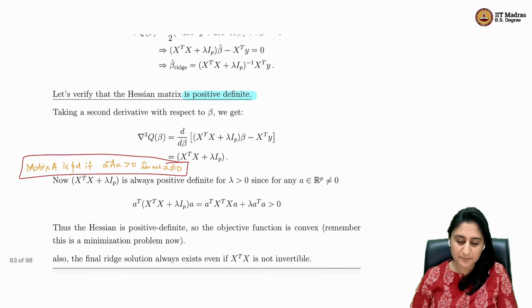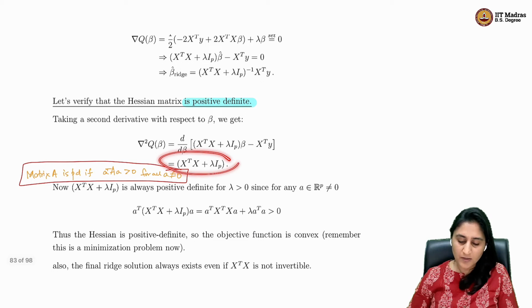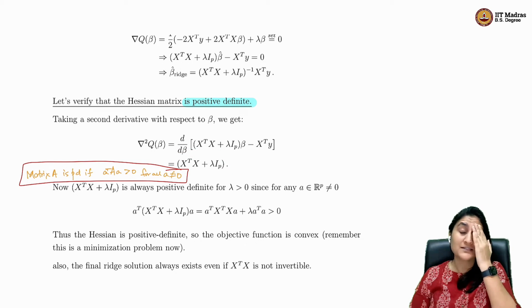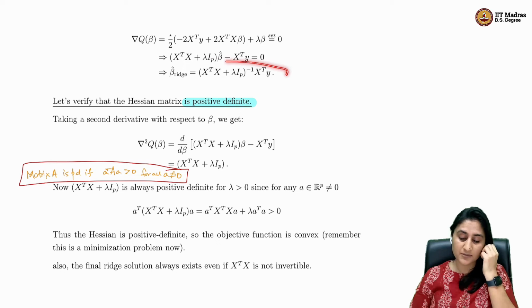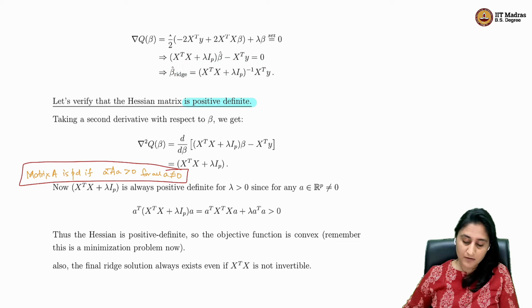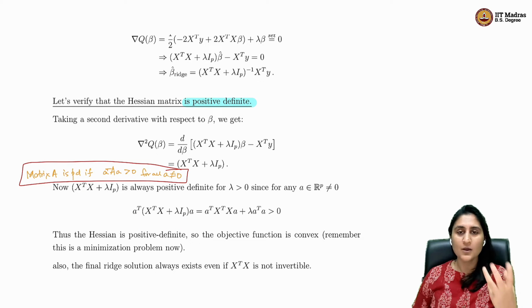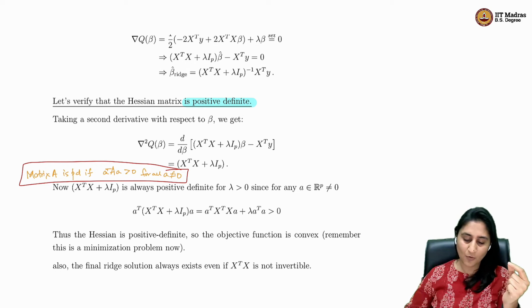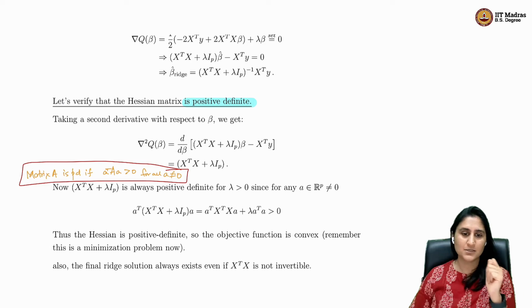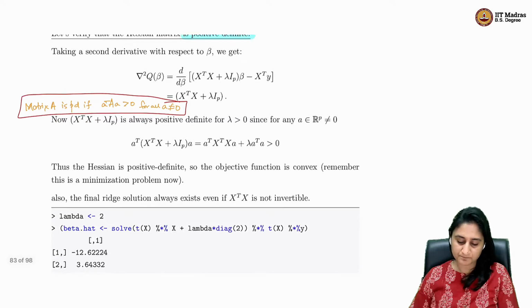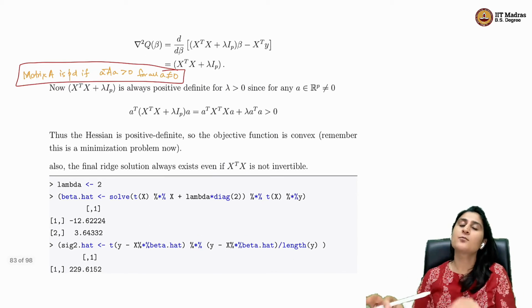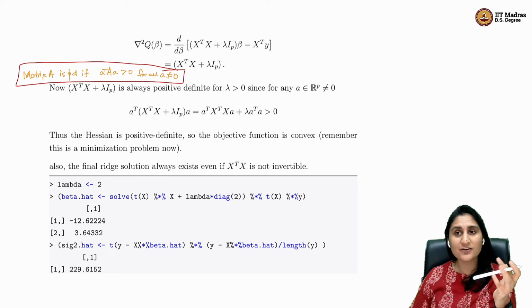And another thing that's really important is we were also inverting X transpose X plus lambda IP to get our ridge solution. Because X transpose X plus lambda IP is positive definite, it has all positive eigenvalues, which means there are no zero eigenvalues, which means that I will always be able to invert this matrix. So it's always invertible, which is different from what we got in maximum likelihood estimation of the regression coefficient beta.